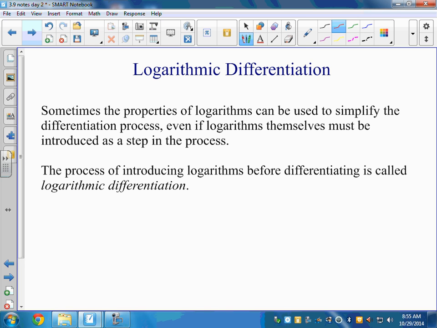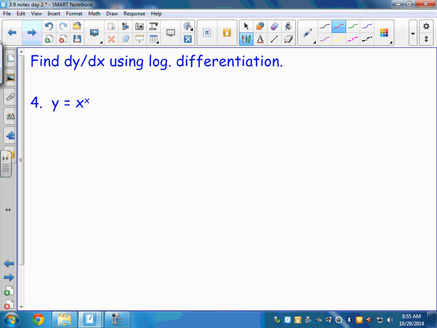Okay. So let's start with our nice x to the x, and then we'll do a crazy one. And then that's it. Oh, no, just kidding. Maybe I do crazy. Sometimes I like to.